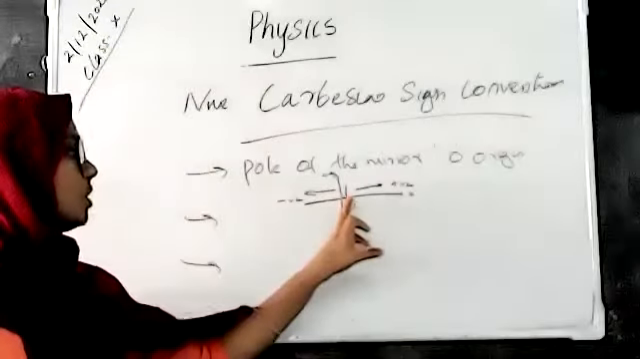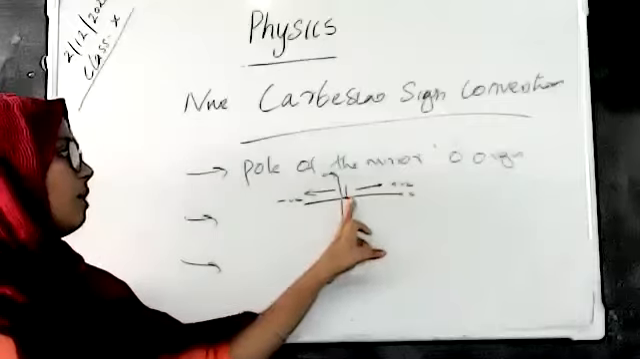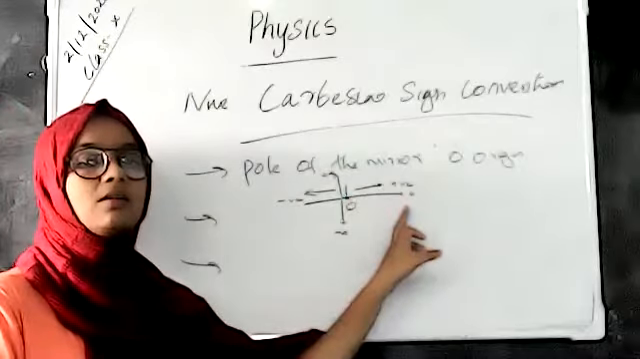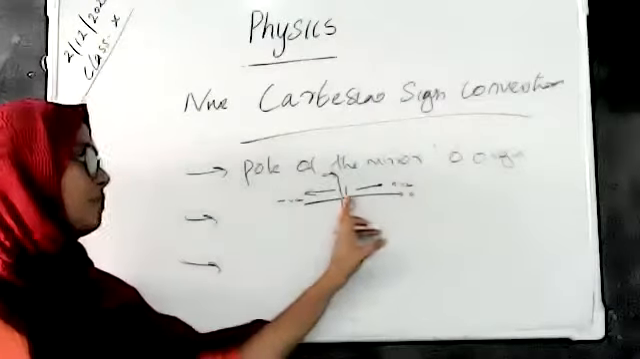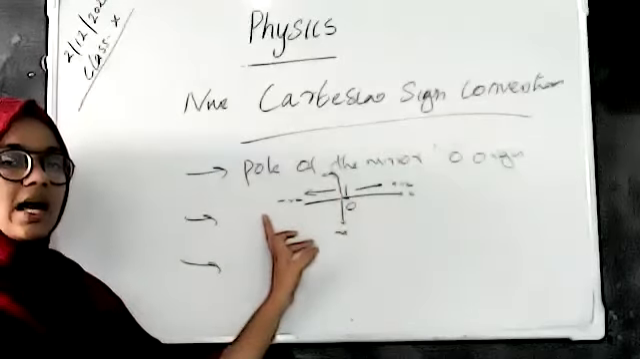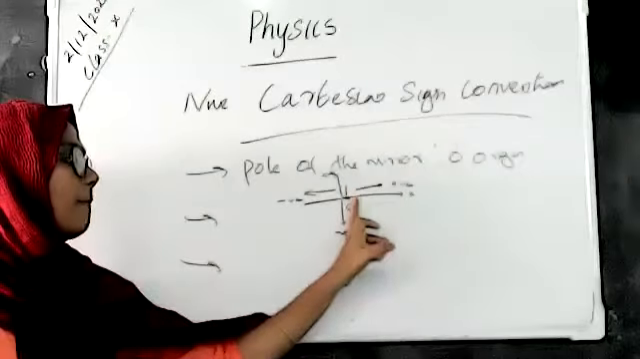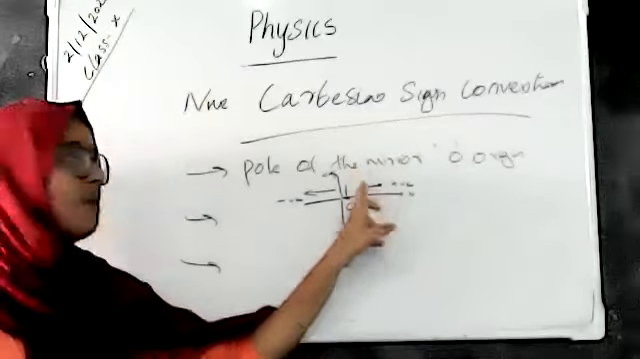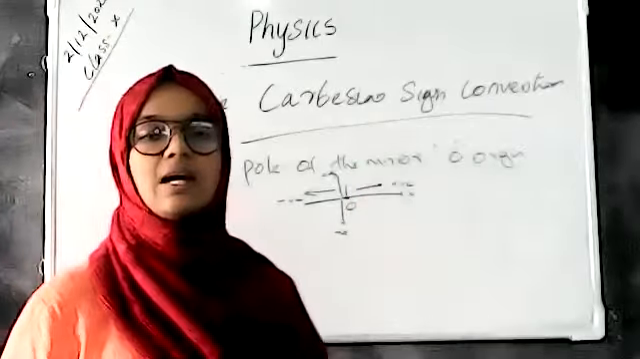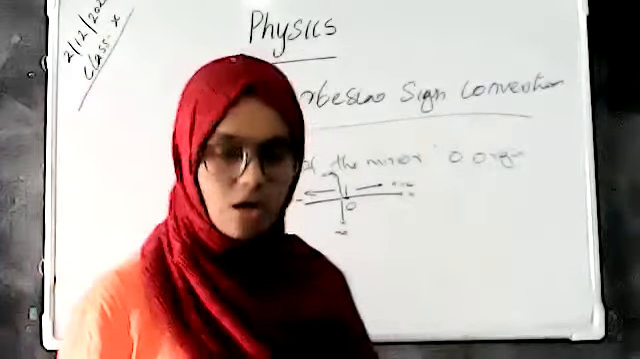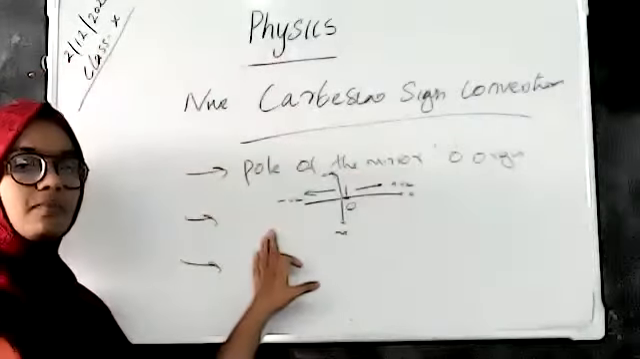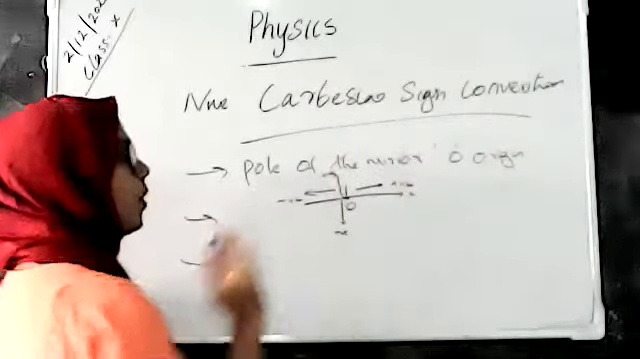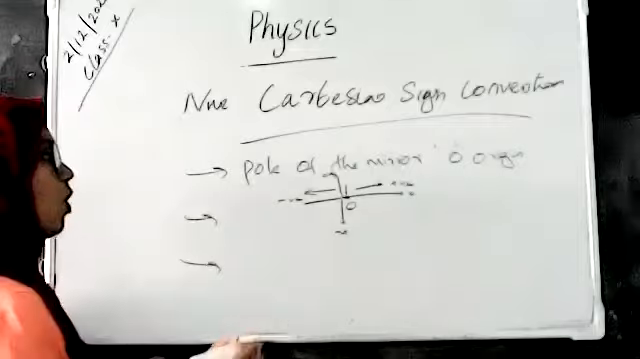We are using the New Cartesian sign convention. So, the origin of the graph paper is taken as the pole. From the origin to the right side is taken as positive. From the origin to the left side is taken as negative. The upper part of the x-axis is taken as positive and the lower part is taken as negative. So, these are the 3 points we are discussing in the New Cartesian sign convention. First, the pole of the mirror is taken as the origin of the graph.